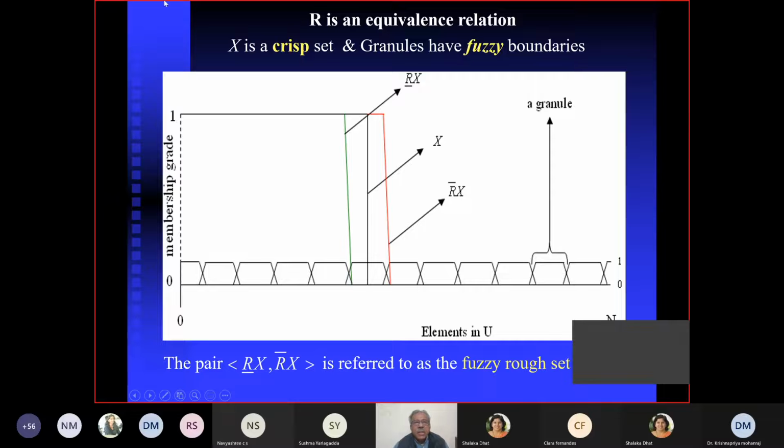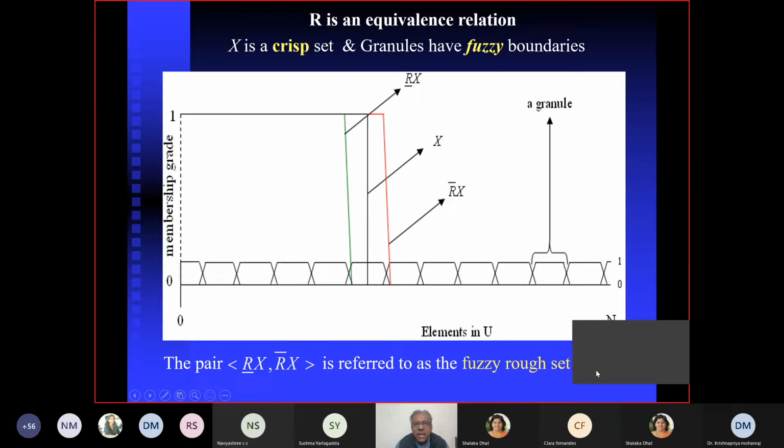Now come to the case where the granules are overlapping, but the set is crisp. Very interesting. You see that here the red and green are parallel to each other, but they are not parallel to the black line, because their tilt is determined by the degree of overlapping. If you have a larger amount of overlapping between the granules, then their tilt will be more. So this pair is referred to as the fuzzy rough set of X.